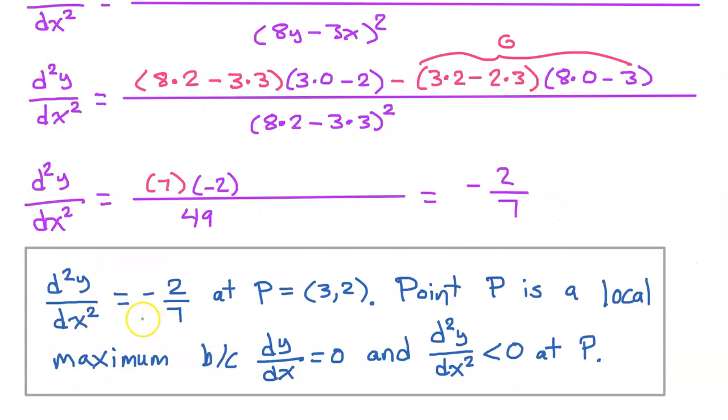So here is our summary statement. The second derivative equals negative 2/7 at P, which equals (3, 2). Point P is a local maximum because the first derivative is equal to 0, and the second derivative is less than 0 at point P. Be sure that you have included both of these statements in your justification.